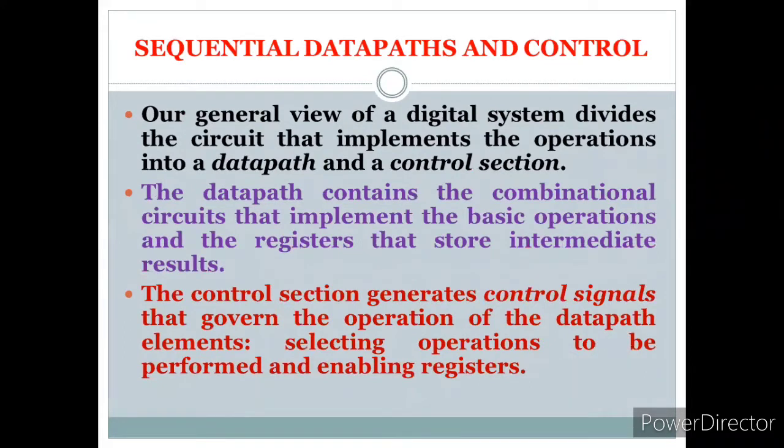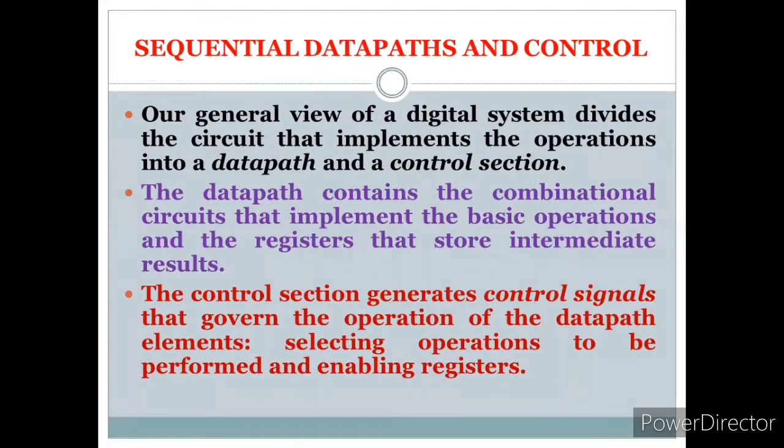Our general view of a digital system divides the circuit that implements the operation into data path and control, as we already discussed. The data path contains combinational circuits that implement the basic operations and the registers that store the intermediate results. So in the data path, the operations are done with the help of combinational circuits, and the registers are used for storing the information of the operations executed by the combinational circuits.